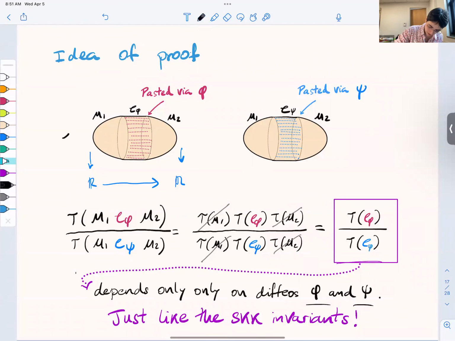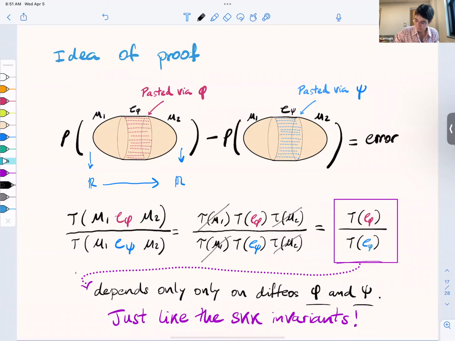So remember that if I take an SKK invariant and evaluate it on this manifold, and I also evaluate the same SKK invariant on that manifold, I get this error term, which only depends on phi and psi. And this is exactly what's happening when you're evaluating that TQFT. So that gives you an idea of why there should be this connection and why there should be this exact sequence relating invertible TQFTs and the SKK invariants.